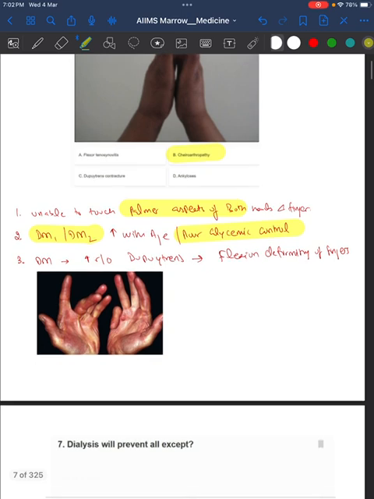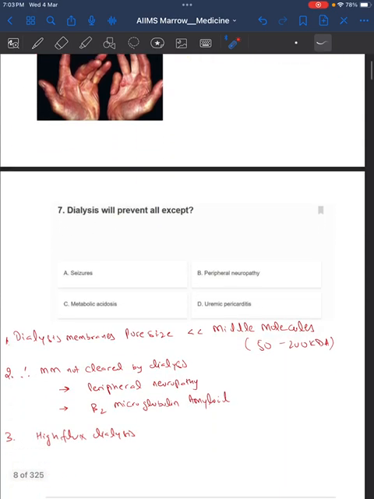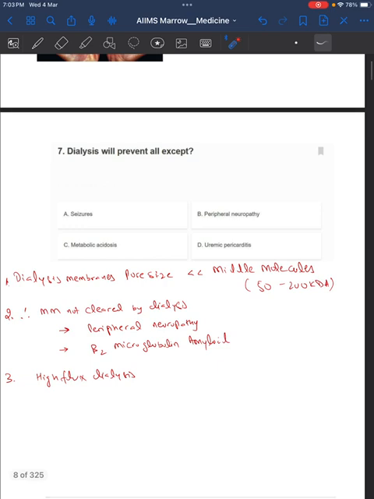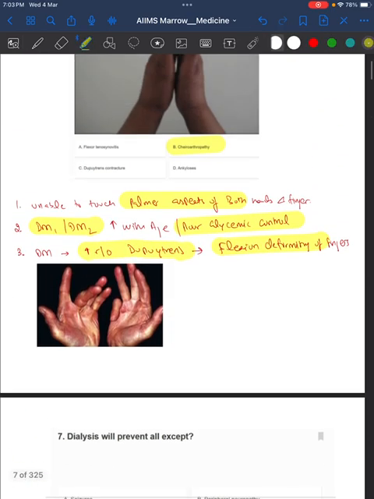Diabetes can also present with Dupuytren contracture, but why is this not Dupuytren contracture? Dupuytren contracture is flexion deformity of the fingers, this one. This is Dupuytren contracture. Next question is, dialysis will prevent all of the following except. So the answer for this question is chiroarthropathy.